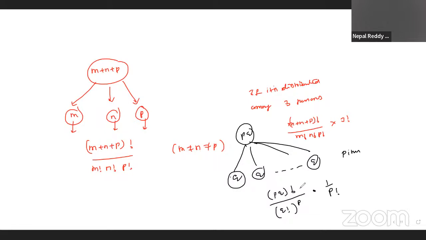Next, if you distribute among P persons, then you have to write P factorial. When you distribute among P persons, then P factorial gets cancelled in this case. This is the process of division of groups, equal and unequal sizes.